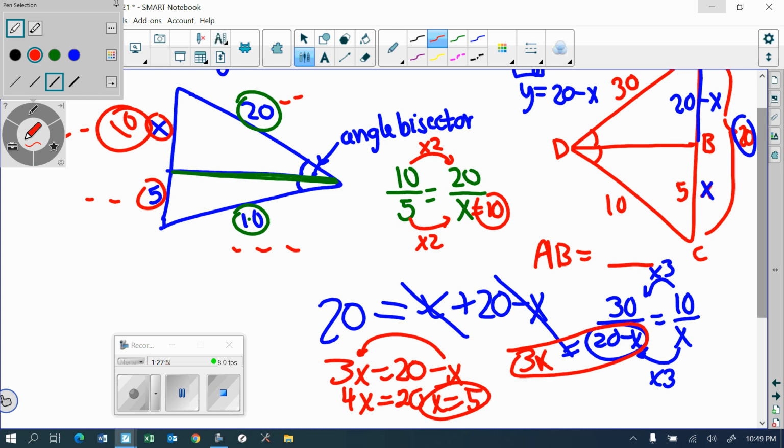So that'll be 5 right here, and 20 minus 5 is 15. Doesn't the ratio of 10 over 5 equal 2? And doesn't the ratio of 30 over 15 equal 2? So I know I'm right. I can easily plug it back in. So that's called the angle bisector theorem.